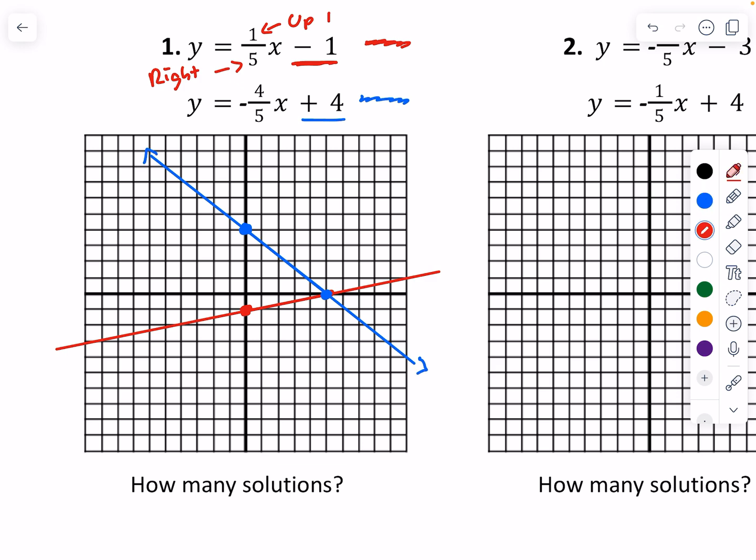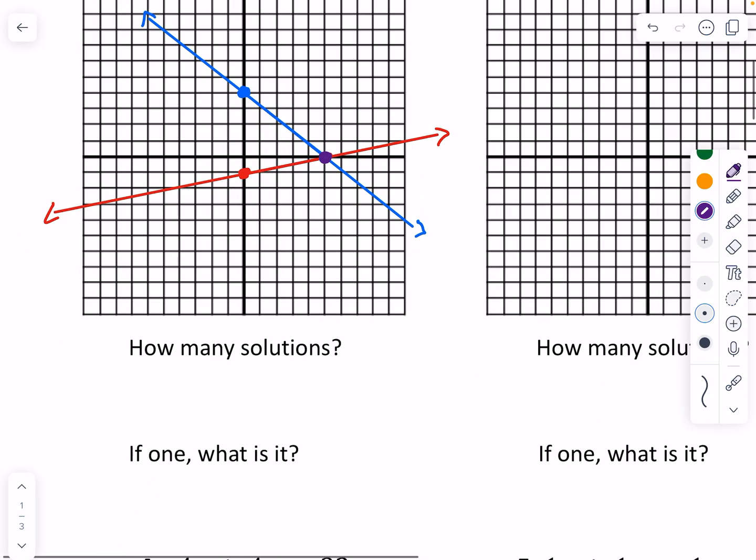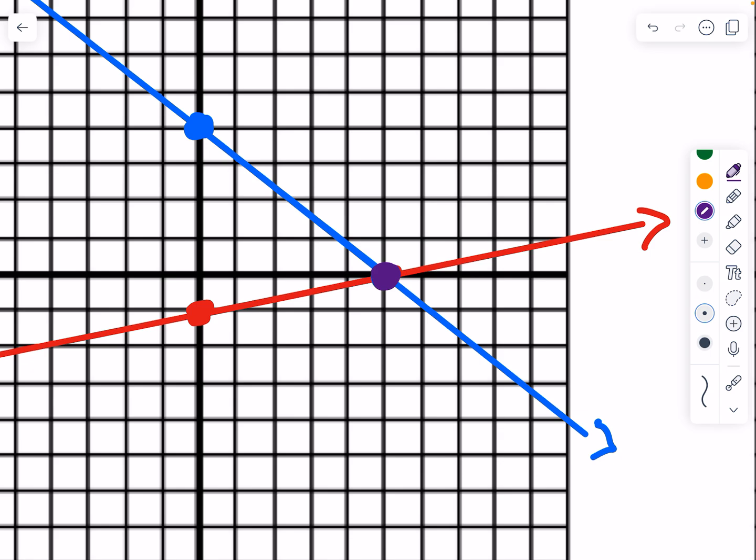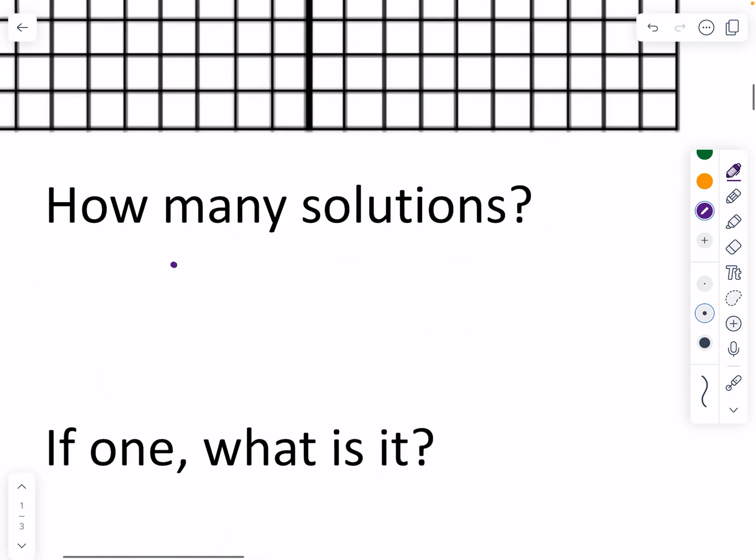We see that these two lines cross right there at that point, and wherever they cross today, I'm going to mix red and blue. It's going to be a big purple point. Okay. My first question to you is how many solutions does this system have? I guess this isn't the first question, this is the second question, but the number of solutions is how many times they cross. These two lines cross once, so we have one solution.